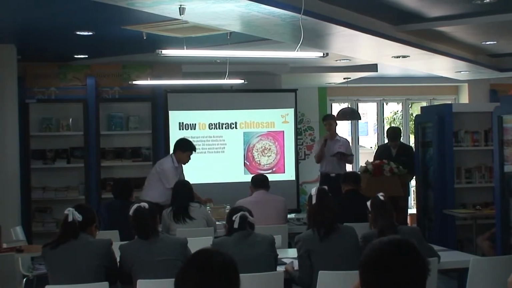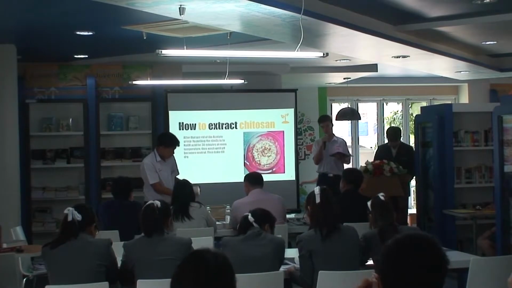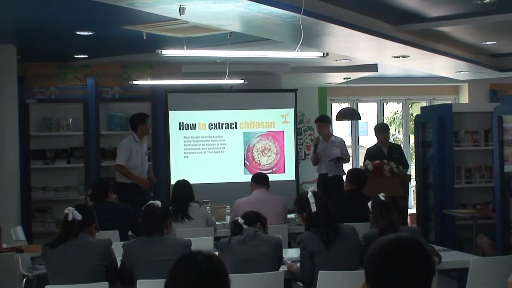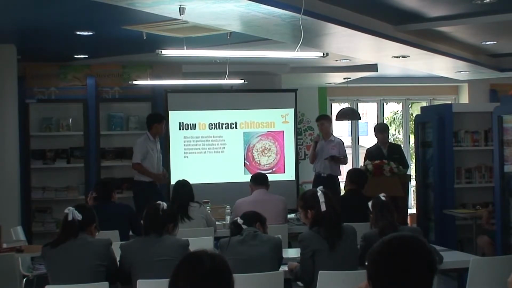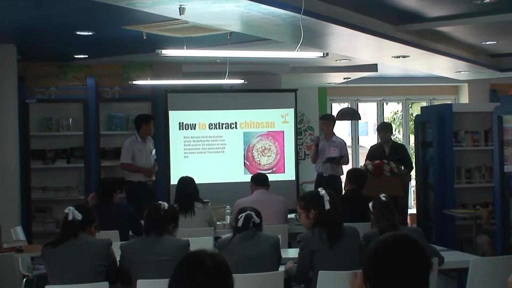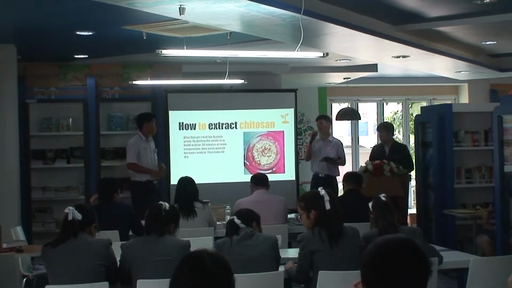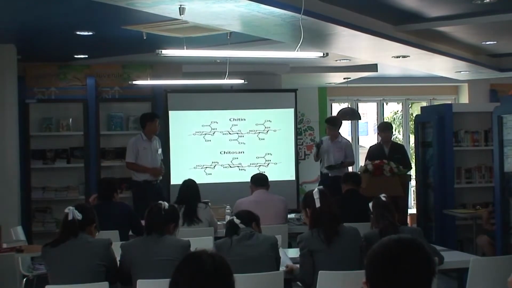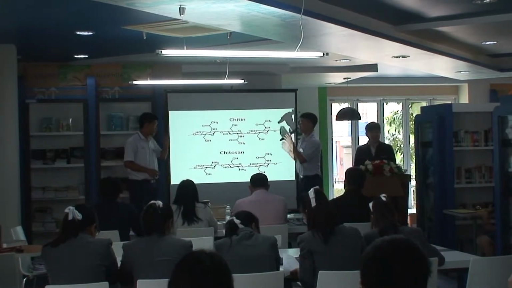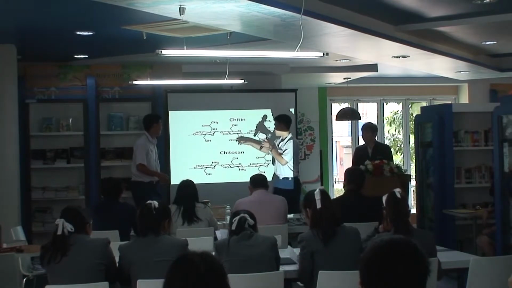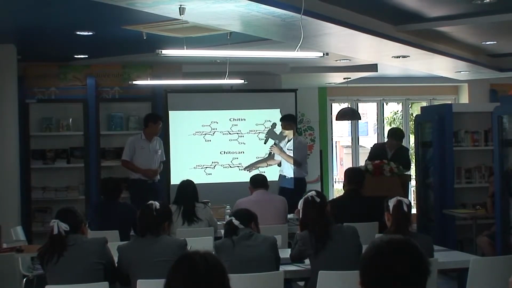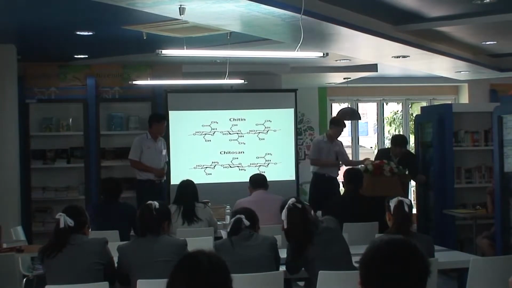Chitin is a carbohydrate in the polysaccharide group, mostly found in animals with an exoskeleton. To turn the chitin into chitosan, we need to get rid of the acetyl groups inside the chitin to make it become chitosan. The acetyl groups are this one and this one. When we get rid of them, it will become an amine group, which is NH2.